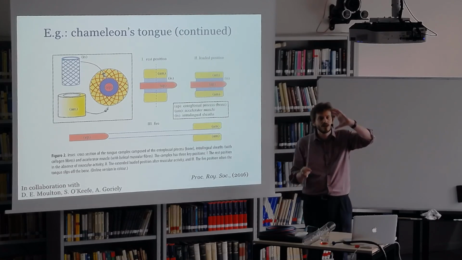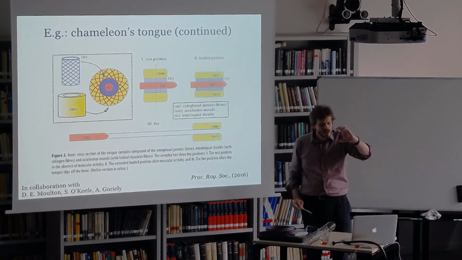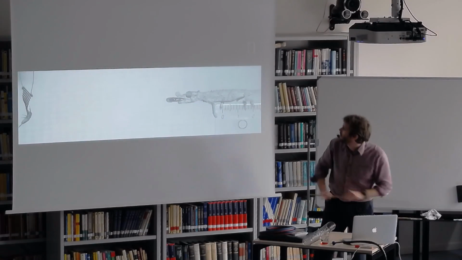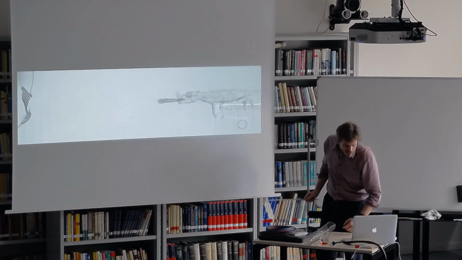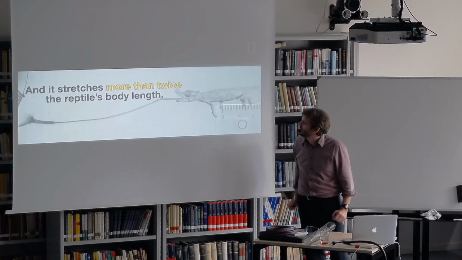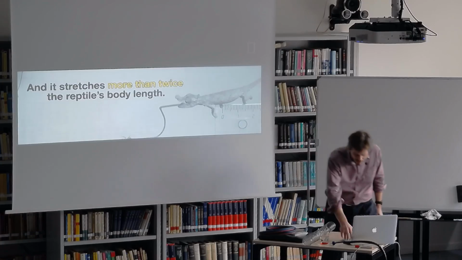And then around that, you have an accelerator muscle that's very big. So this is, in the movie, you see here that you have the accelerator muscle. This is the very thick part. And then when it shoots, you have this very thin part, which is the sheath, which is folded telescopically inside.